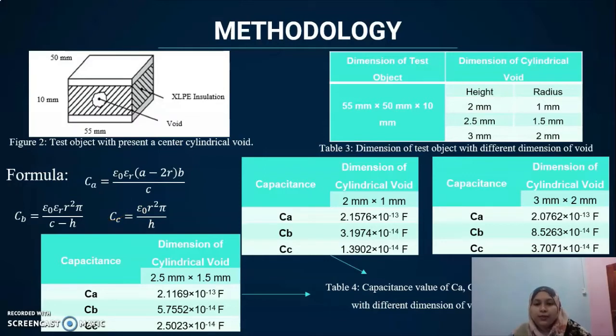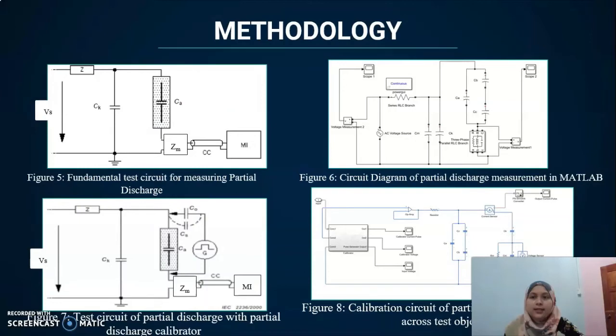The values of these three capacitors, which are CA, CB, and CC, in three different dimensions of void, are calculated and shown in these three tables. This is the last part of the methodology.